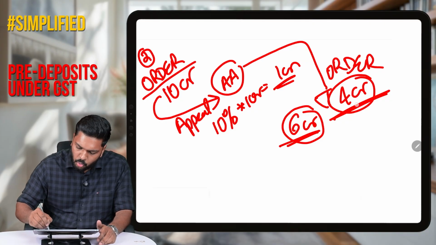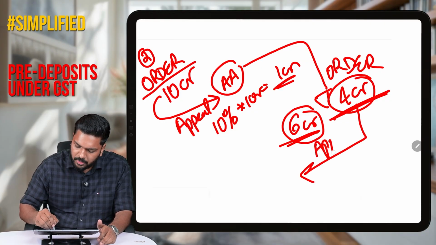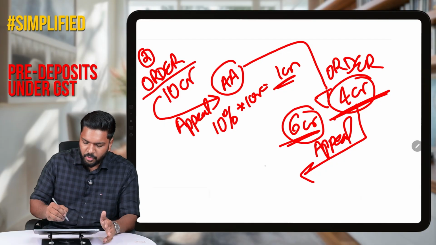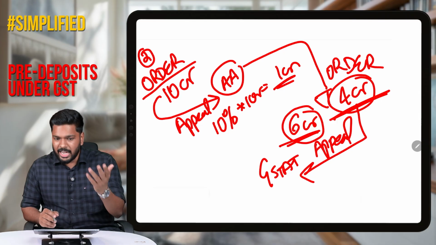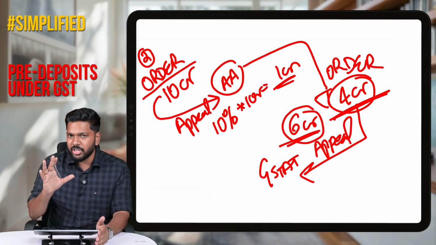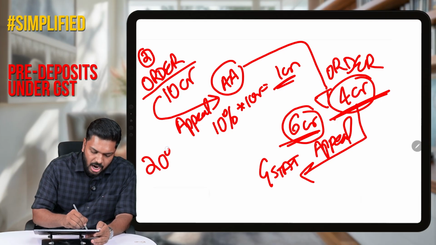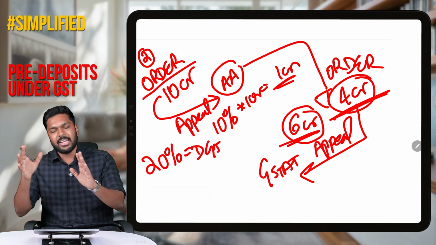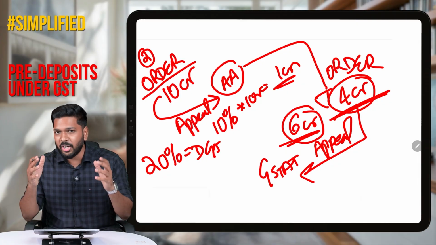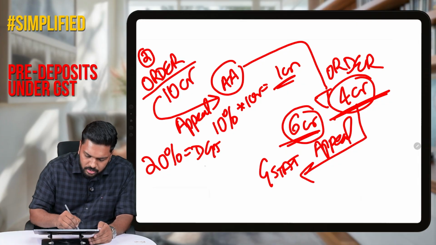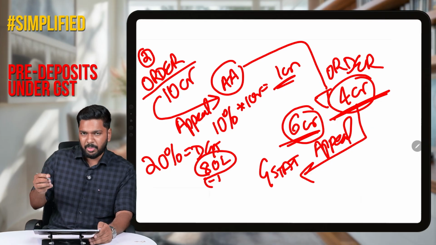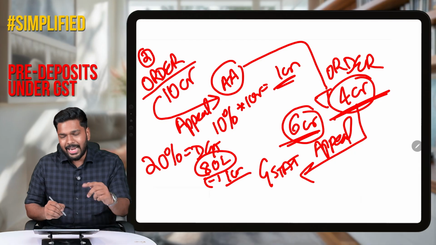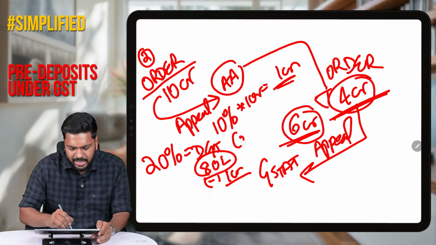So what do you do? You still want to contest this and therefore you file an appeal before the GST Appellate Tribunal. Now in this case, like I said before, for the purpose of calculation, you look at 20% of the disputed amount of GST at the time when you file the second appeal, that is before the GST Appellate Tribunal. So 20% of 4 crore comes to 80 lakhs, minus what you've already paid as pre-deposit at the previous level, which is 1 crore, and 80 lakhs minus 1 crore is negative 20 lakhs.